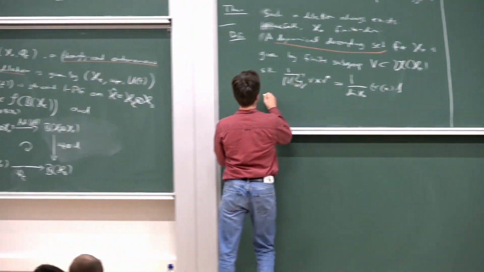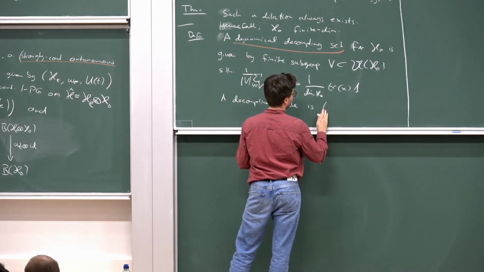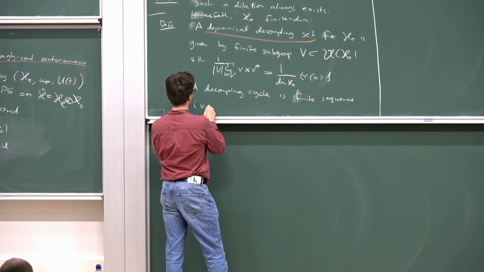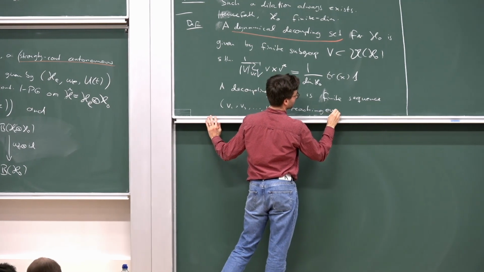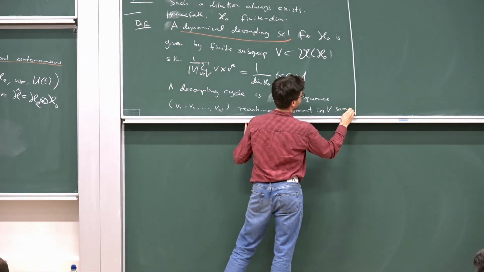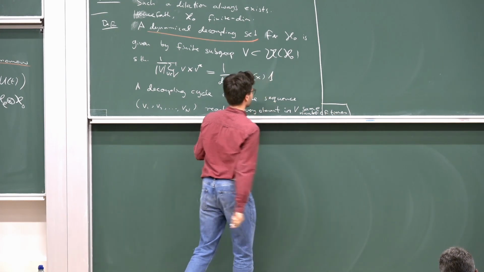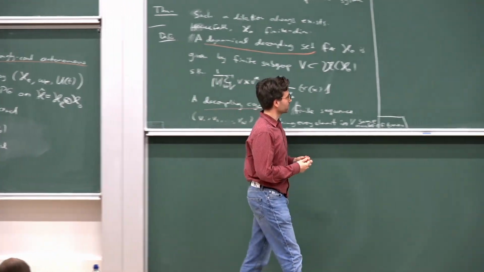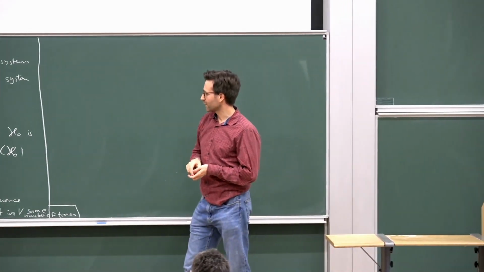Okay. Right. Next thing, a decoupling cycle is a finite sequence V_1, ..., V_n, reaching every element in V the same number of times. Okay, so that's my decoupling cycle, and it has length n, so n is a multiple of the size of V. It's not a particularly difficult definition, and one can always get such a decoupling set.